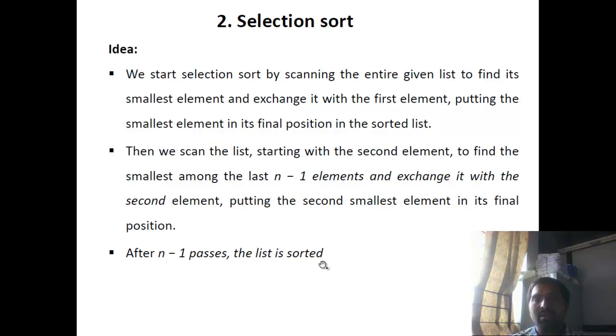Once again, in selection sort we scan the entire list to find the smallest element of the list. After finding the smallest element, we exchange it with the first position element, so it is placed in the first position. In the same way, we repeat the process till the entire list is sorted. For this we need n minus 1 passes, so after n minus 1 passes we get the sorted output.